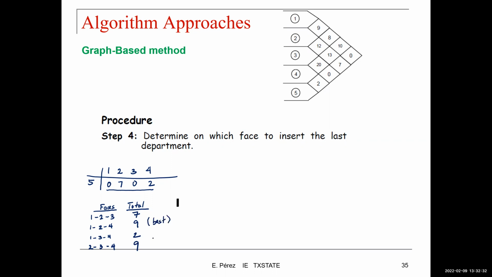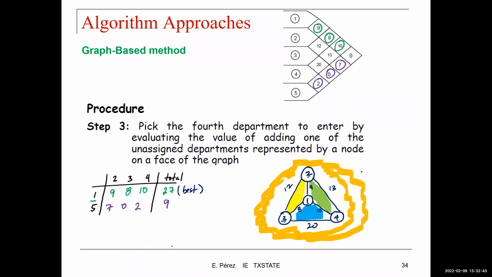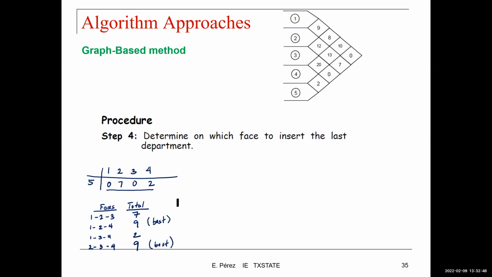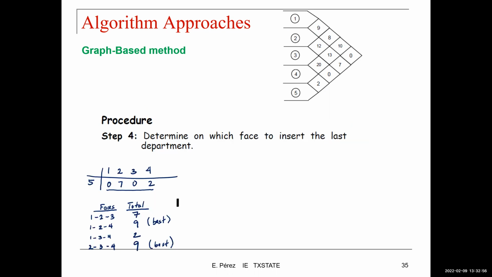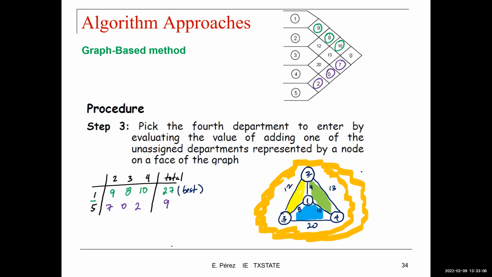We have the best here and best here. So we have two options. We can put the new node in this green, right? Is 1, 2, 4. Or we can put it outside. 2, 3, 4. Which if you put it outside, it makes sense, right? Because 0 is assigned to 1. So you don't need to connect that node to 1.